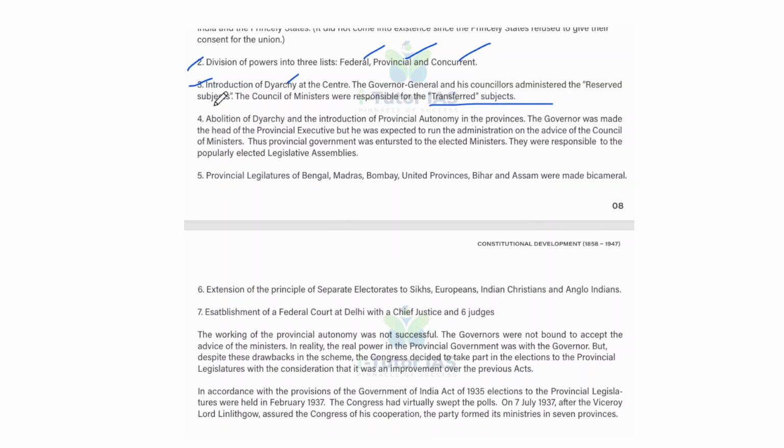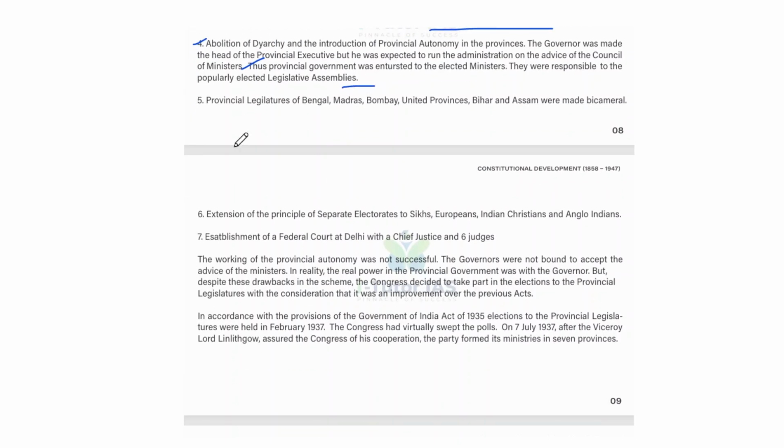So hierarchy introduced, and abolition of hierarchy and the introduction of provincial autonomy in the provinces. The governor was made the head of the provincial executive, but he was expected to run the administration on the advice of the Council of Ministers. Thus, the provincial government was entrusted to the elected ministers. They were responsible to the popularly elected legislative assemblies. And the next is provincial legislatures of Bengal, Madras, Bombay, United Provinces, Bihar, and Assam were made bicameral.